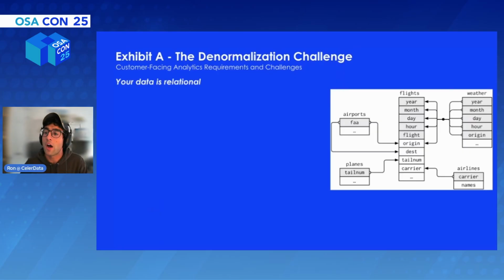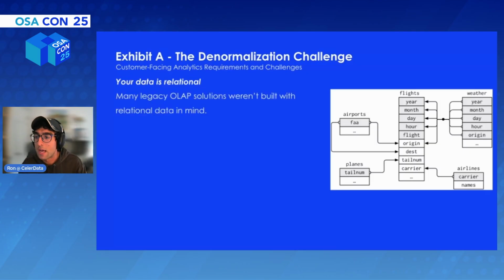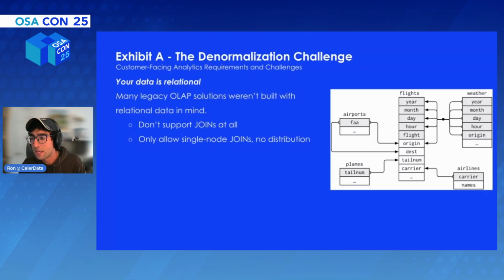So starting off, we kind of have to be practical. A lot of our data these days is inherently relational, majority of the time. And a lot of legacy OLAP solutions don't kind of make the cut for relational data. They either don't support joins, only allow single node joins, and don't even use a distributed architecture, or have joins so expensive that they're unusable.